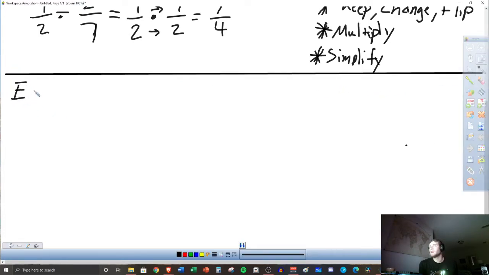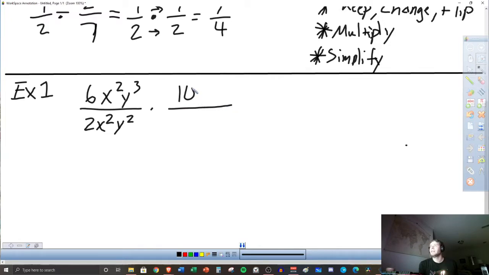So example 1. All right, let me go ahead and pull these up here. Let's see. Let's do this question here. So we have two rational expressions, 6x squared y cubed over 2x squared y squared. We're multiplying that by 10x cubed y to the 4th over 18 y squared.